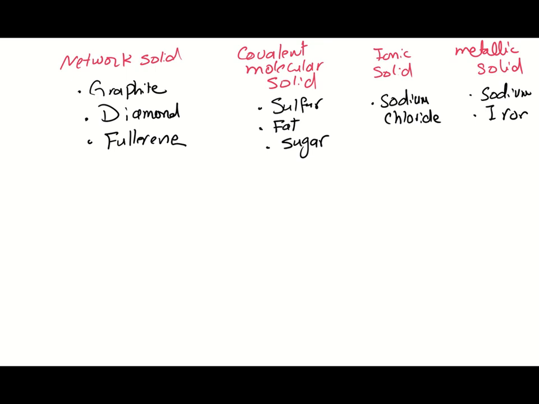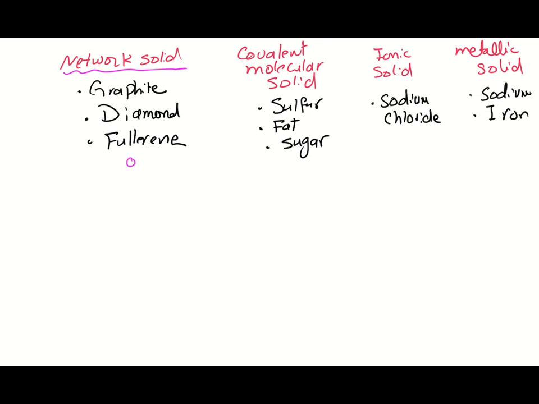How can I distinguish between them? Let's explain first the kind of forces between the particles. Is it intermolecular or intramolecular? In the network solids, it's just a covalent bond between atoms, but there are so many atoms joined all together with so many covalent bonds. So it's going to make a giant structure. We call it network solids.